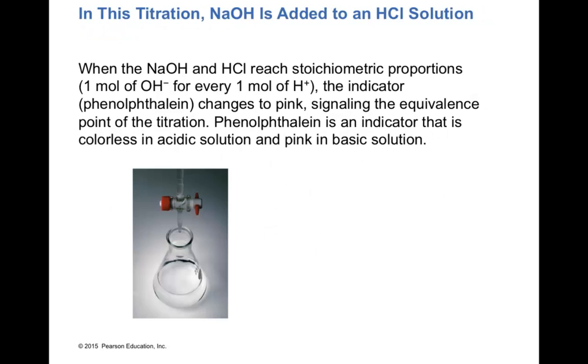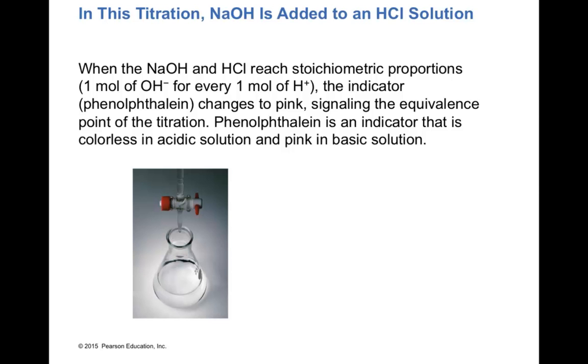Let's see the following example. In this titration, sodium hydroxide is added to an HCl solution. When the sodium hydroxide and the hydrochloric acid reach stoichiometric proportions, that means that we have 1 hydroxide for each mole of protons, the indicator changes to pink, signaling the equivalence point of the titration.